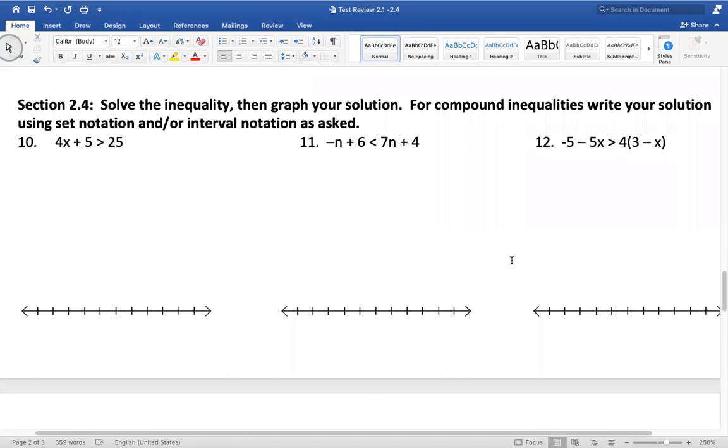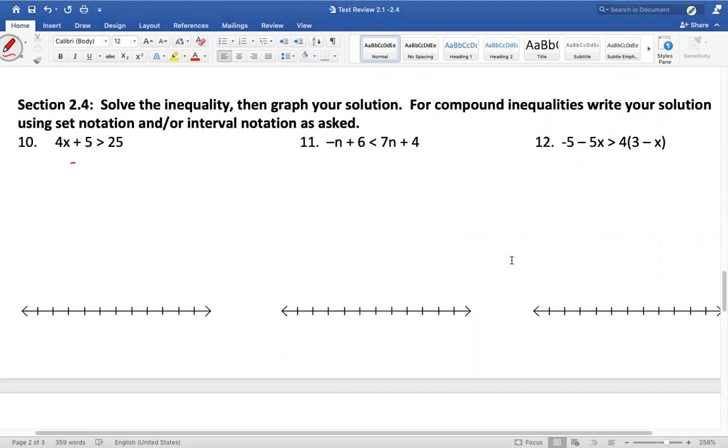Inequalities. Now, this is 2.4. We need to solve it and then graph it. Remember, we can't use open or closed circles. We have to talk about notations. We need to use the square and curved brackets. I can already tell you this one's going to get a curved bracket because of that symbol in the middle, that greater than.